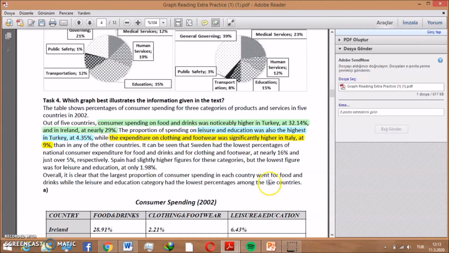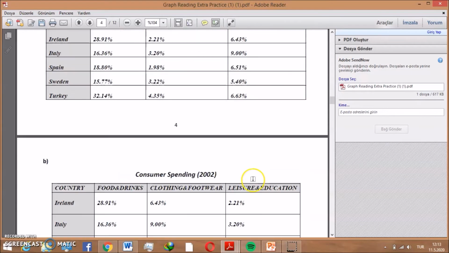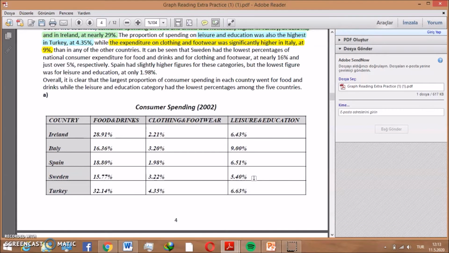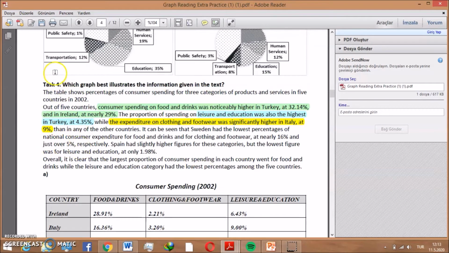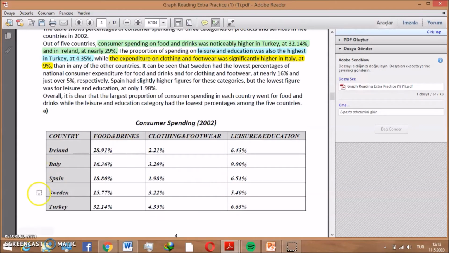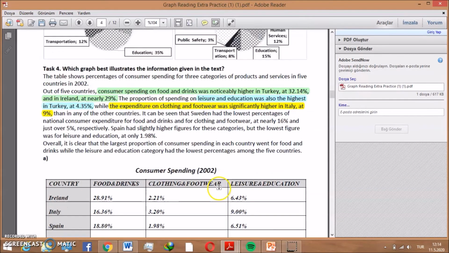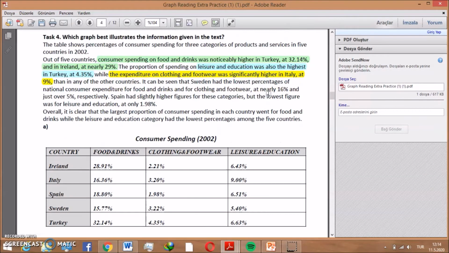Okay, let's check task 4. And this is a table, so you can see the numbers better here, numbers and percentages. And what does it show? Percentages of consumer spending for 3 categories of products and services in 5 countries in 2002. Okay, there are countries, there are categories, and numbers. Out of 5 countries, consumer spending on food and drinks, it means we need to look at this category, was noticeably higher in Turkey at this number, and in Ireland at nearly this number.